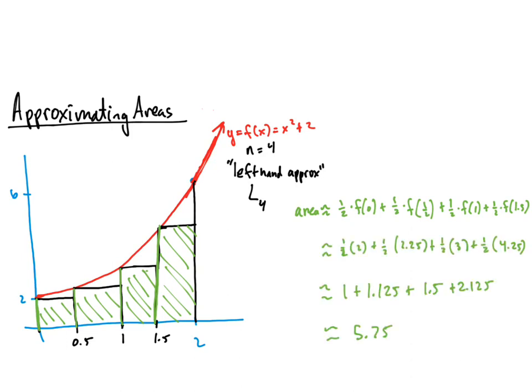All right, so when we do this, we get 5.75, and this is going to be an underestimate. Okay, and again, hopefully that makes sense because our rectangles are leaving out all of this area that's under the curve. Okay, so the right-hand approximation for this particular function gave us an overestimate. The left-hand approximation for this function gave us an underestimate. Now let's do the center approximation and see what that gives us.